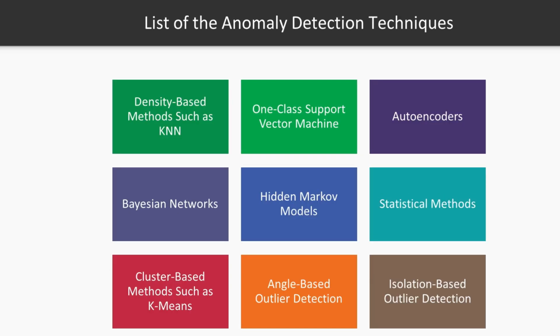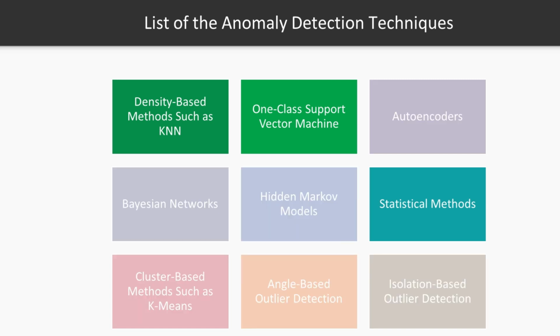Here in this slide, you can see different types of algorithms and methods that are mainly used for anomaly detection. These techniques include density-based methods like k-nearest neighbor or KNN, the one-class support vector machine, the autoencoders, the Bayesian networks, the hidden Markov model, the statistical approaches, the cluster-based methods like k-means, the angle-based outlier detection method, and the isolation-based outlier detection. In this section, we are going to explain three of the most common methods of anomaly detection: the statistical methods, the density-based anomaly detection, and the one-class support vector machines.